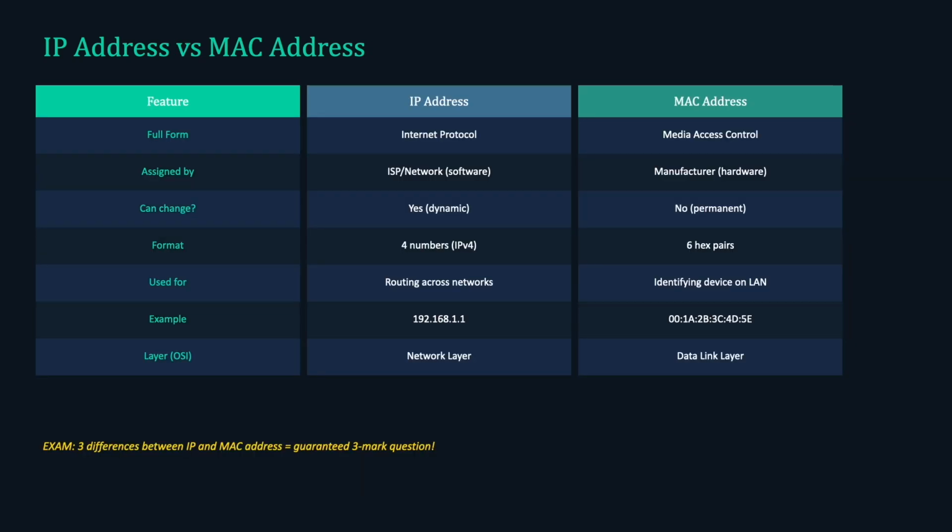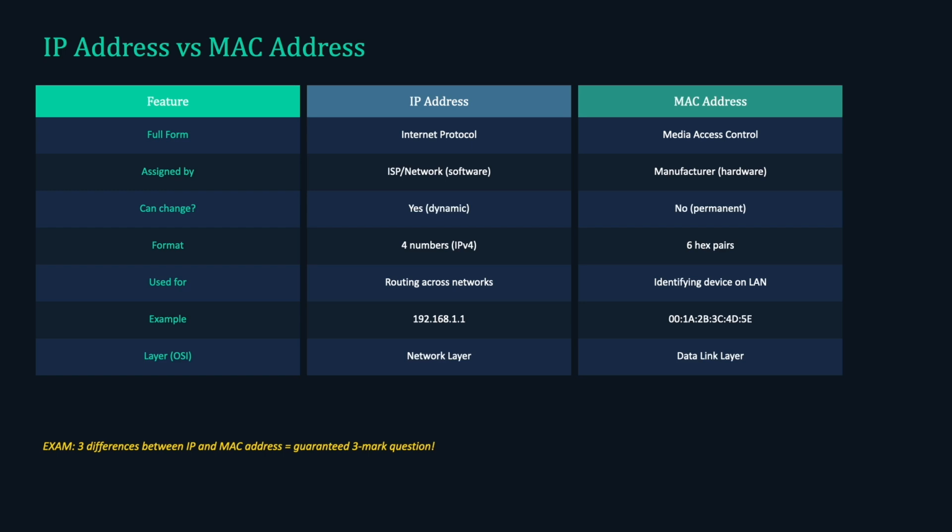This comparison table is guaranteed exam material. IP address is assigned by the network or ISP through software, while MAC address is assigned by the manufacturer in hardware. IP address can change. It's dynamic. MAC address cannot change. It is permanent. IP format is 4 numbers for IP version 4.